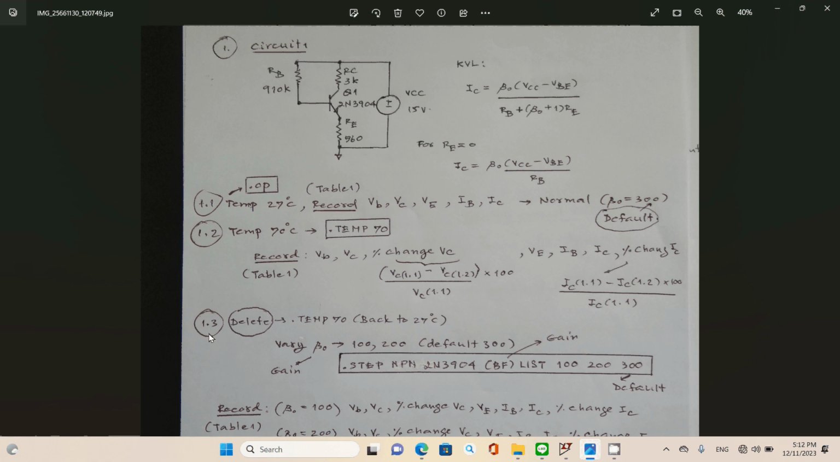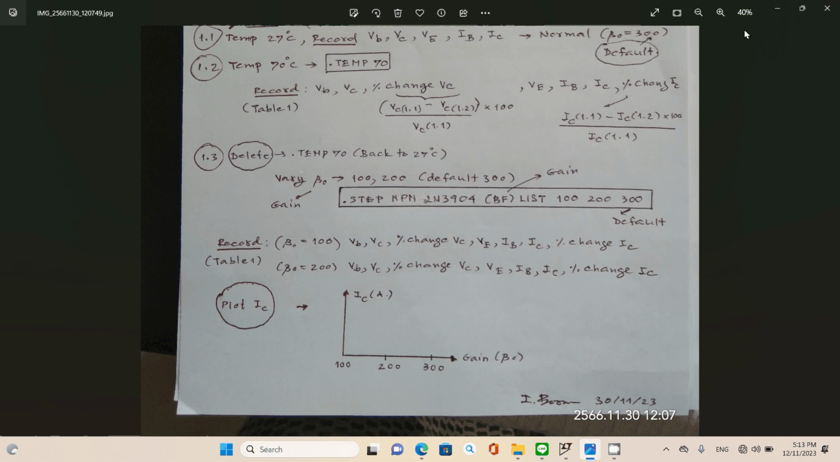Step 1.5, you need to get back to work at room temperature, 27 degrees Celsius. Now you vary beta, or the gain. You have 100, 200, and the default is 300. Just go to the command or SPICE directive. Simply type in .step NPN, the name of the NPN transistor 2N3904, and in brackets BF, that's the gain. List 100, 200, and 300.